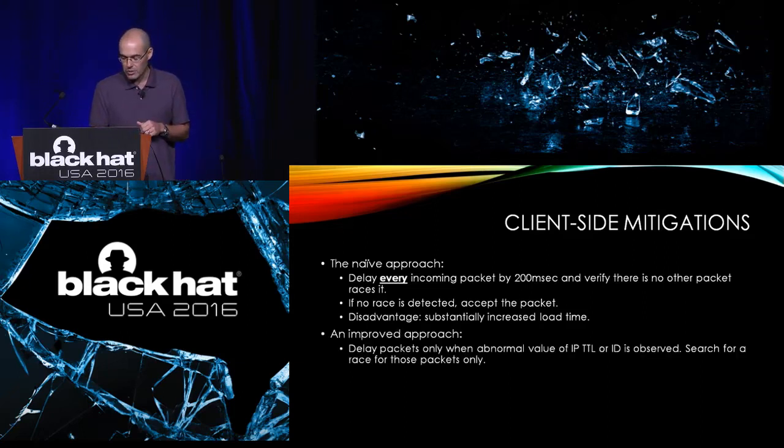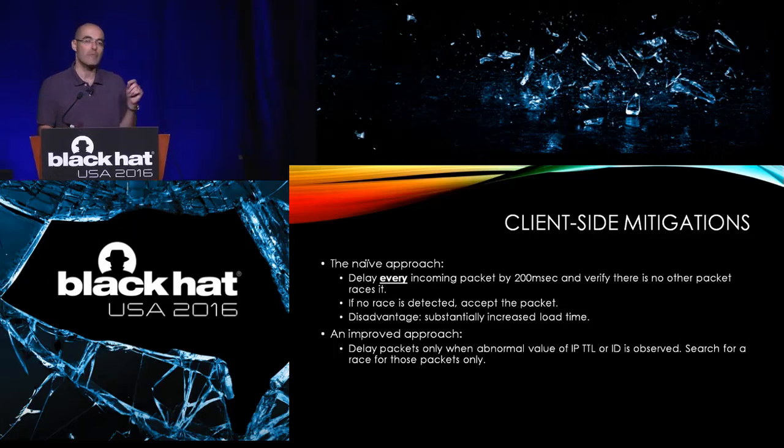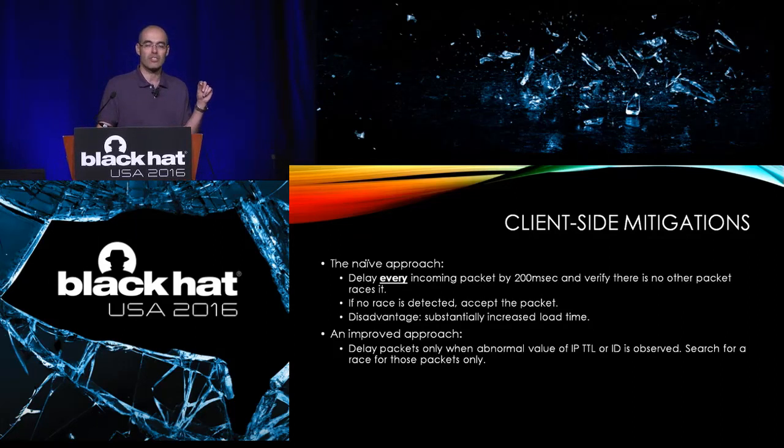So an improved approach might leverage an insight we had while we investigated the injected packets. In almost all of the injected packets we have seen, the IP ID and the TTL values in the IP header of the injected packet had abnormal values, meaning they were not in sync with the TTL values and the IP ID of all the other packets in the TCP session. So we can leverage this by delaying only the packets that show abnormal values of IP ID and TTL, and only for those packets search for races. This allows us to delay only a very small fraction of the packets.